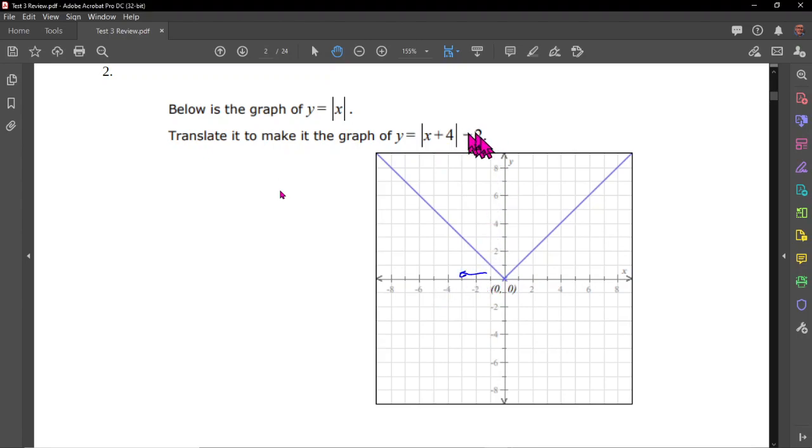And outside it moves it in the direction that we're used to. It's going to move it down 2. 1, 2. So we would have it here, and it'll do that for every single point, so we'll get the V shape kind of like this.